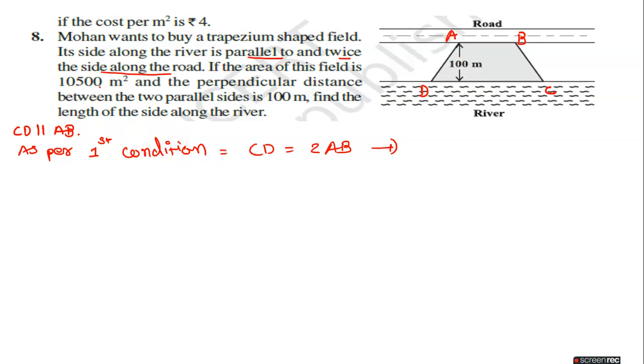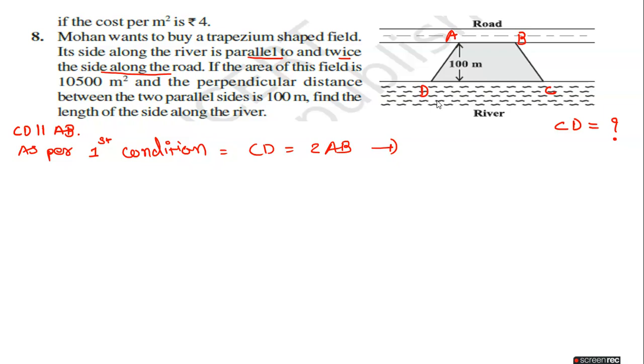Now, area is given, 10,500 meters square. Area is given in meter square. And the perpendicular distance between two parallel sides is also given, that is 100 meter. Find the length of the side along the river. This length we have to find, that is also we will write. What we have to find? CD we have to find. Think as practically as you can, because this is a very practical question. This is the field, one side is road, the other side is river, and the bigger side we have to find.